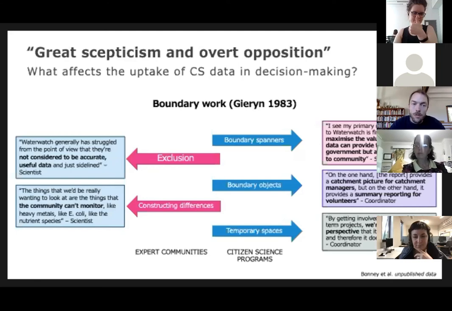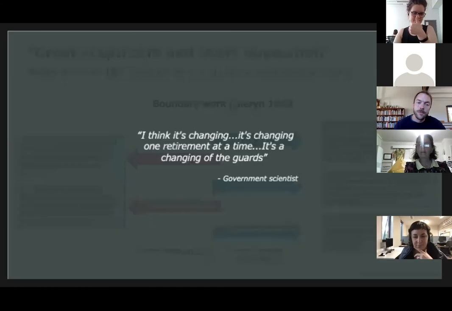And then the other thing that was helpful in affecting the uptake of citizen science data in decision making was the creation of temporary spaces, the creation of temporary projects. This quote here from a coordinator for one of my case studies suggested that by getting involved in some of these short-term projects, they were able to shift the perspective. So break down some of those boundaries that WaterWatch is low quality data and therefore doesn't have much use.